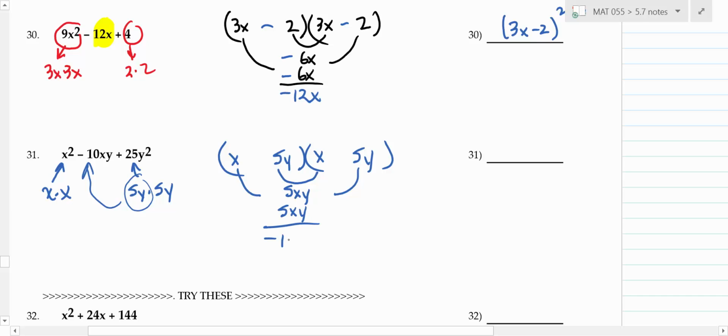So how do you make that add up to negative 10xy? It's both negative, right? Okay, that's your middle term. So you're going to get 5 and 5 to add up to negative 10 if they're both negative. So see, it's the same factor repeated. So you just write the answer as x minus 5y to the second like that. Okay? Isn't that slick?